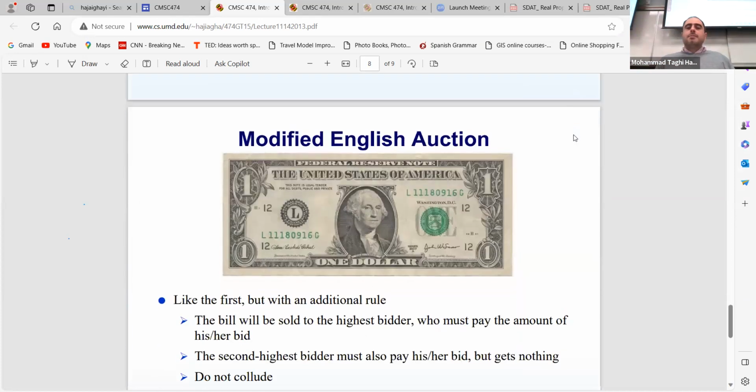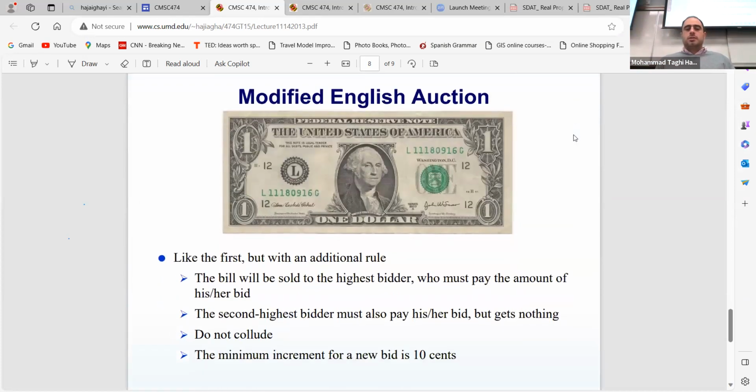The second one is the modified English auction that I'm doing exactly like this, but this is the catch. The bill will be sold to the highest bidder, who must pay the amount of the bid. The second highest bidder must also pay his or her bid, but gets nothing.